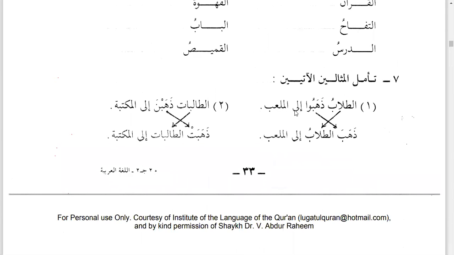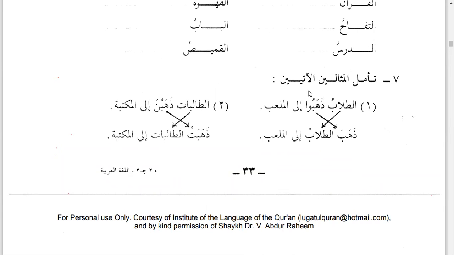Next one, القميص. غسل القميص. Okay, how will you translate it? He washed the shirt. Okay. Okay, my mother washed the shirt. غسلت أمي القميص. القميص, excellent. غسلت أمي القميص. Excellent. Okay, now we have to reflect upon the following two examples.